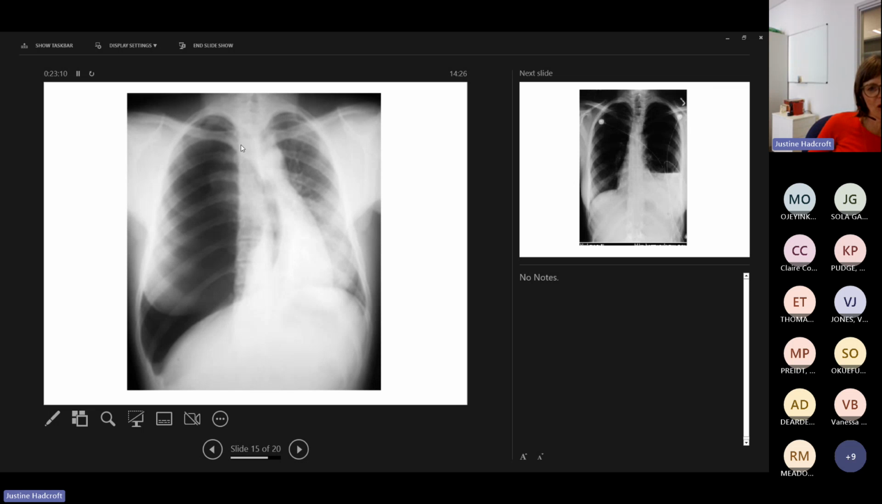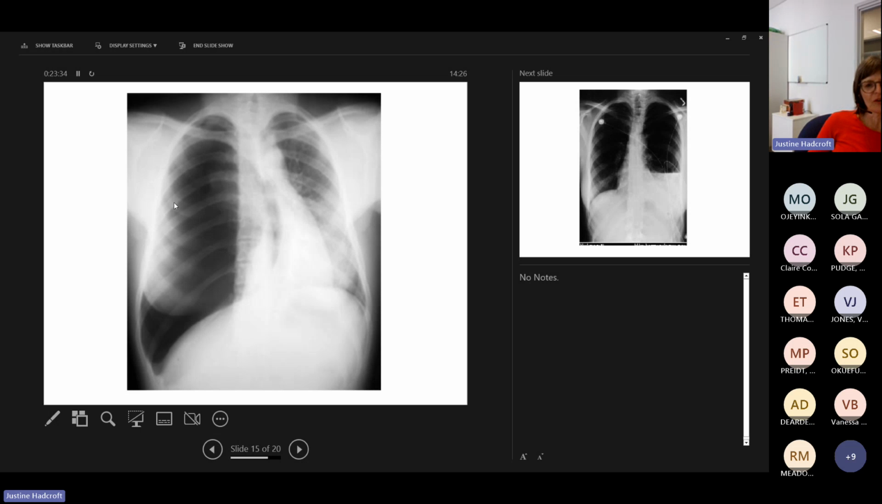So instead of the heart kind of coming straight down here, it's been pushed over this side. You can see the right heart border, which has moved right over to the midline there. This is because the amount of air in that right hemithorax is exerting pressure on the mediastinum and pushing the heart right over to the left side. And that's probably why that left lung looks quite white, because it's quite compressed.